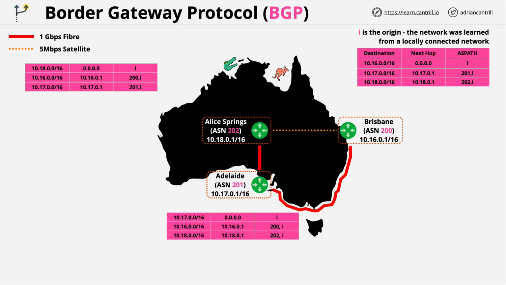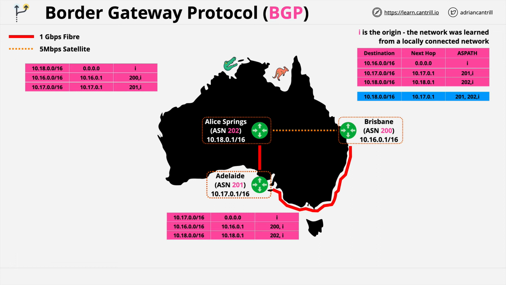Adelaide is aware of how to get to Alice Springs, so ASN 202, because it's directly connected to that. And so it will advertise this to Brisbane, prepending its own ASN onto the AS path. And so Brisbane can now reach Alice Springs via Adelaide, so using the 201 and then 202 AS path. Notice how the next hop for the route given to Brisbane is the Adelaide router, so 10.17.0.1.